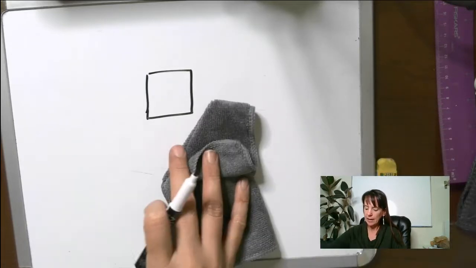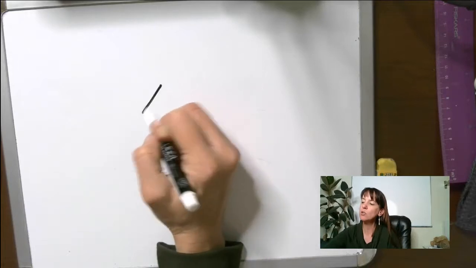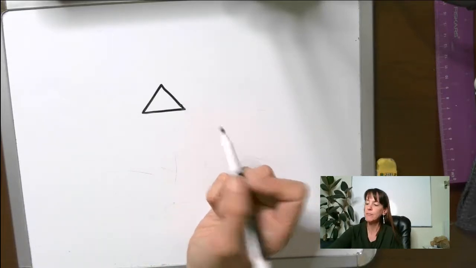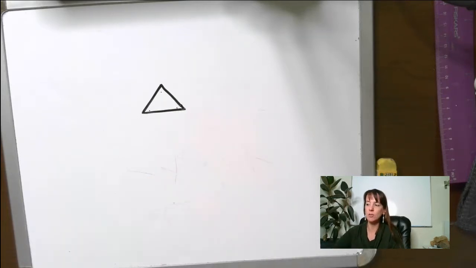C, what kind of angle is each angle of a regular triangle? So a regular triangle, they're all the same sides, right? This is called the equilateral triangle. What kind of angle are those? Those are acute angles, acute.